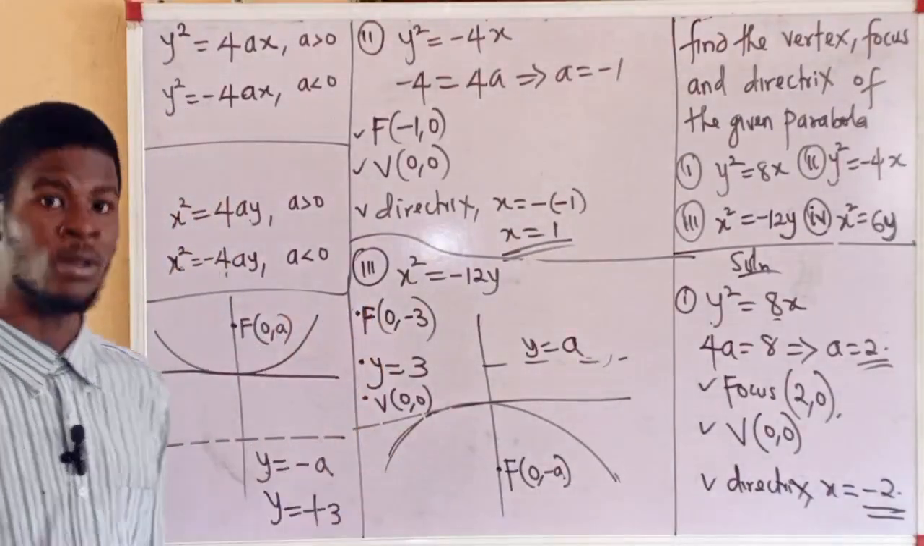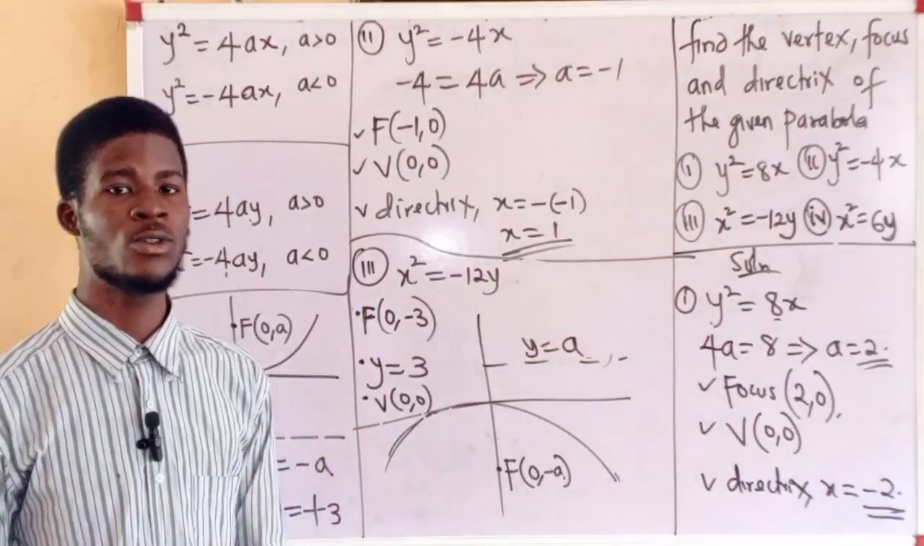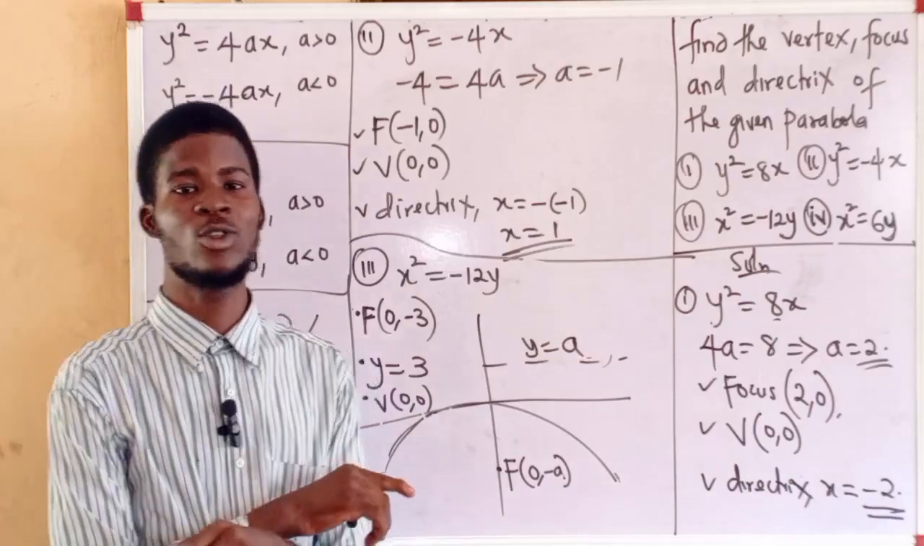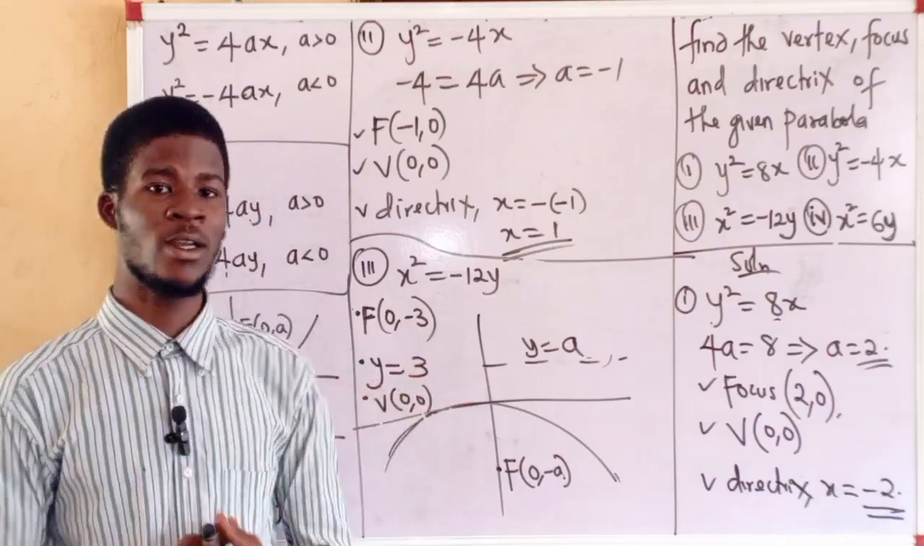This is not all for parabolas. Later on, we're going to consider the latus rectum of a parabola, the line that passes through the focus and joins 2 points on the parabola. We're going to consider it later.